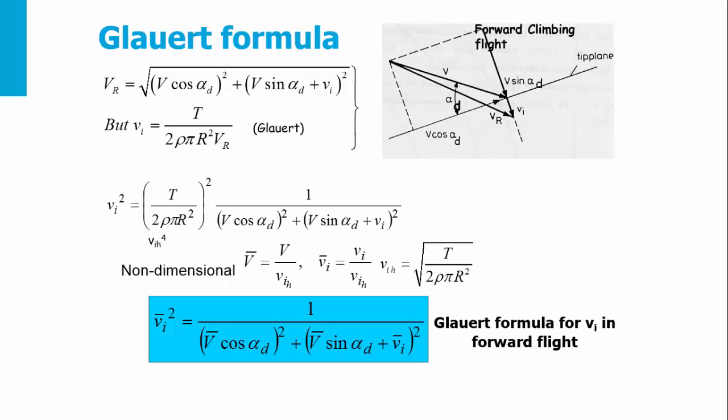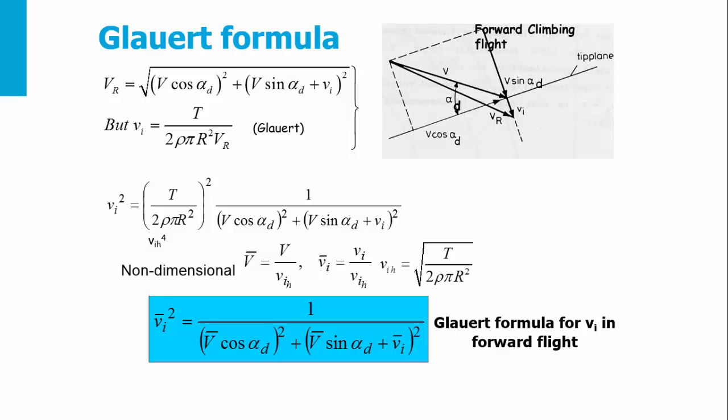Now consider that we are in a general climbing flight and alpha d is the angle between the disk, the tip-path plane, and the velocity. You can project the velocity vector into V sine alpha d and V cosine alpha d. Therefore, the resultant velocity would be the square root of (V cosine alpha d) squared plus (V sine alpha d plus Vi) squared.